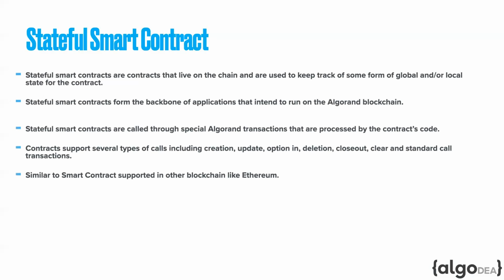Algorand also supports stateful smart contracts. Stateful smart contracts are also written in TEAL. These are contracts that live on chain and are used to keep track of some form of global or local state for the contract. Stateful smart contracts are called through special Algorand transactions that are processed by the contract's code. Some of the transaction types supported in stateful contracts are creation, update, opt-in, deletion, closeout, clear, and standard call transactions. Stateful smart contracts are similar to smart contracts supported in other blockchains like Ethereum.